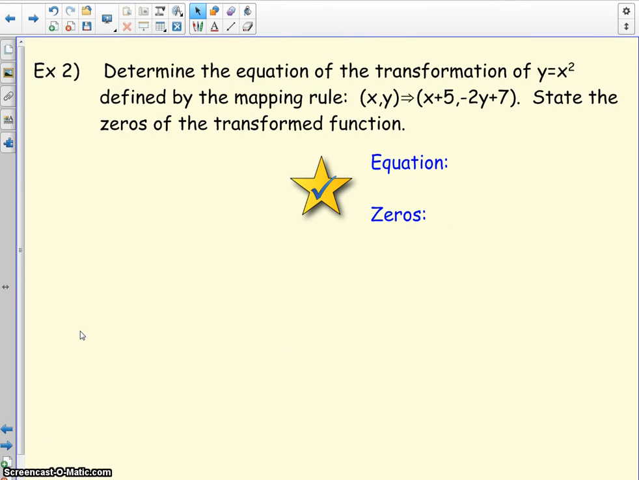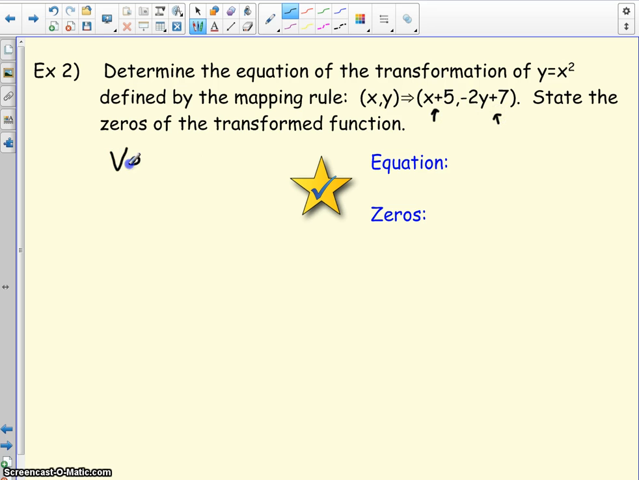Okay, so let's try a couple other examples here, trying to put everything together from the last few days. So here we want to find the equation that is going to be defined by the transformation of y equals x squared from this mapping rule. And then once that's finished, you're going to find the zeros. So first things first, let's find the equation. So looking at the mapping rule here, we can get a lot of information about the equation in vertex form. So I'm being told that the vertex moves right 5 and up 7.